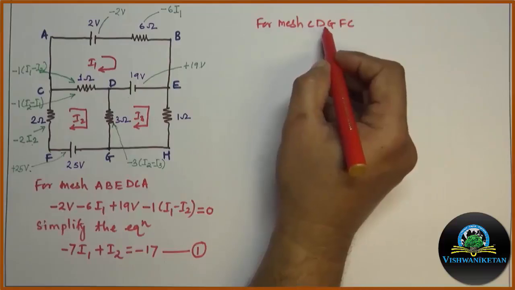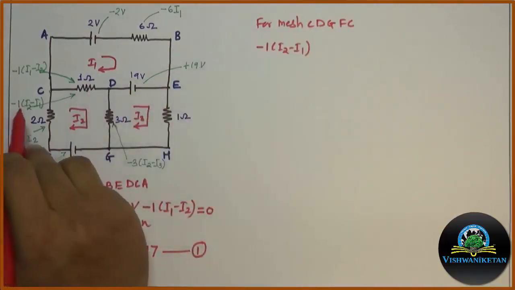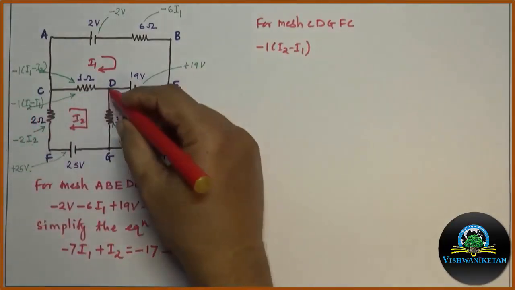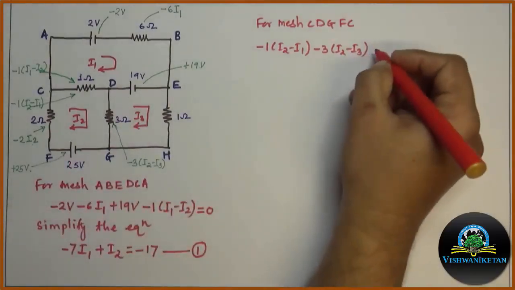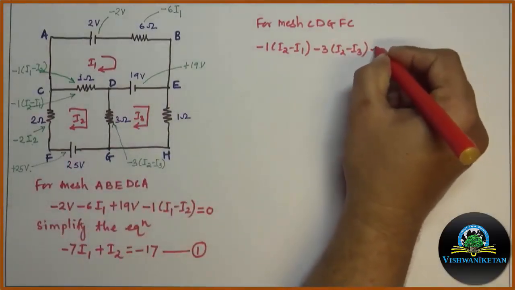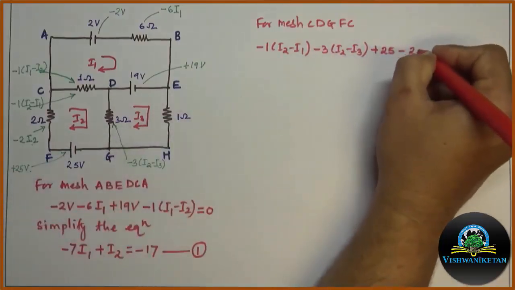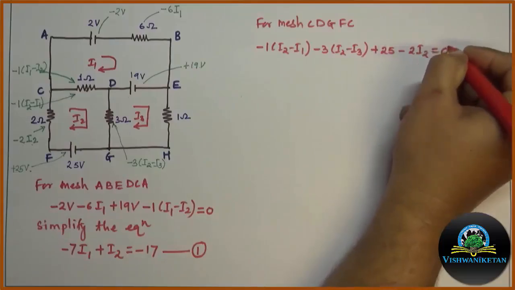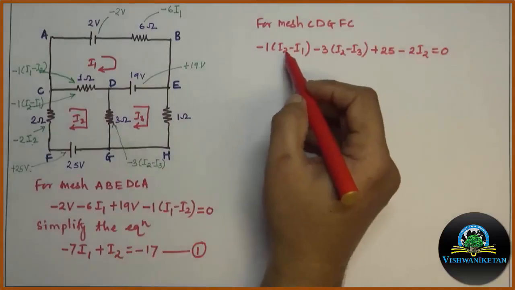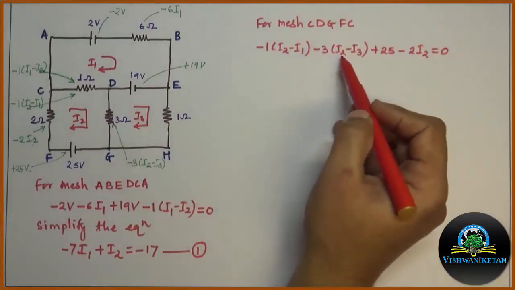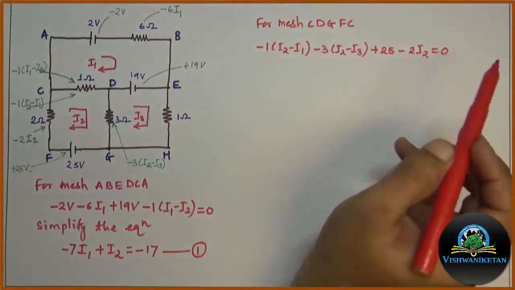For mesh C, D, G, F, C, the first element is minus 1 times (I2 minus I1). Then minus 3 times (I2 minus I3). Then plus 25, and the last one is minus 2 I2 is equal to 0. So we have the equation: minus 1 times (I2 minus I1), minus 3 times (I2 minus I3), plus 25, minus 2 I2 is equal to 0.